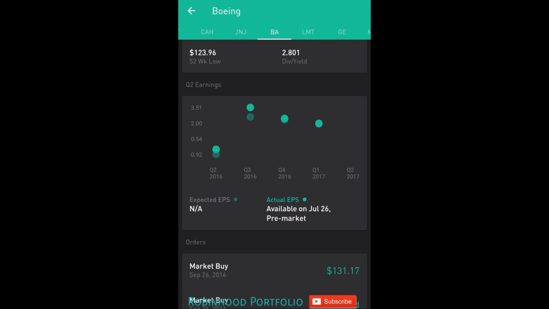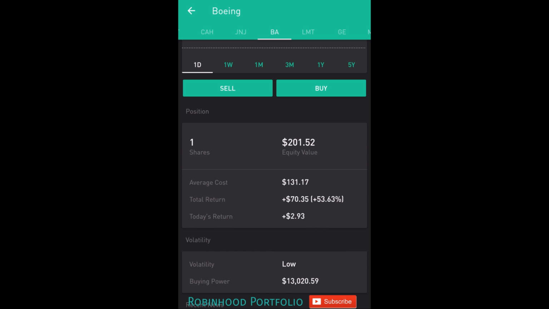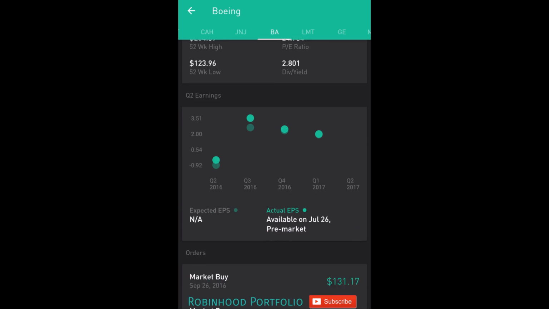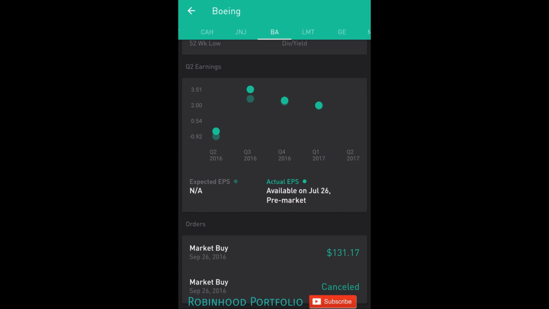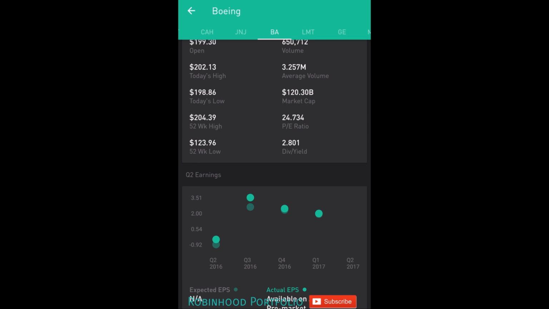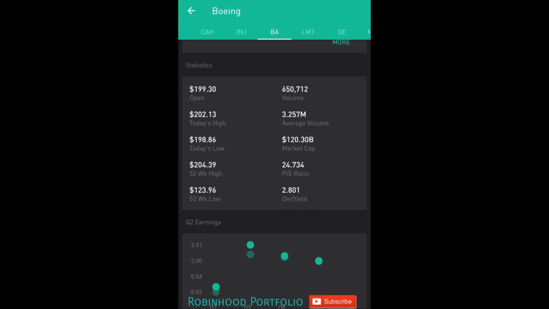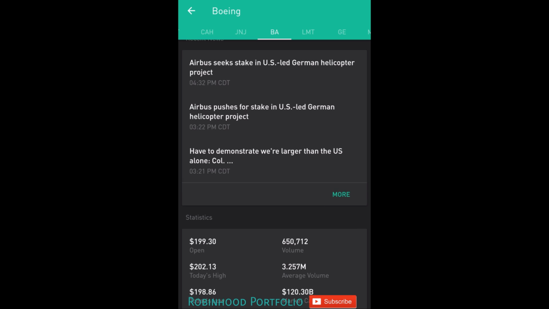So to calculate the PE ratio, we simply take the price divided by the earnings over the last year. So we essentially take $201.52 divided by about 8 or so. Again, this isn't exact, but we don't need to be exact for this particular example. If you take 201.52 divided by about 8, again, the earnings over the last 4 quarters, it comes out to about 25.19. If we take a look at the PE ratio here, we can see it's 24.734. So essentially, that's how it's calculated.